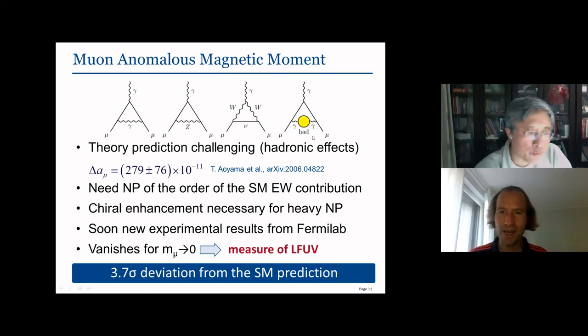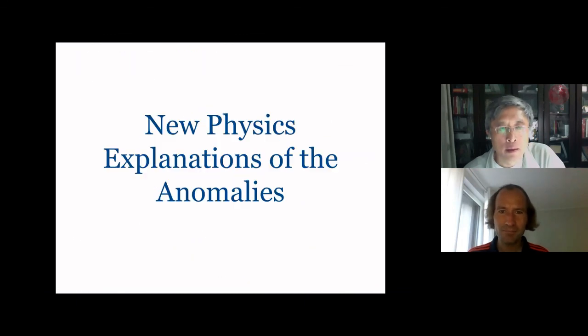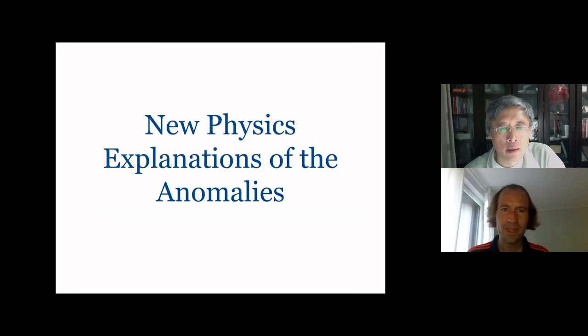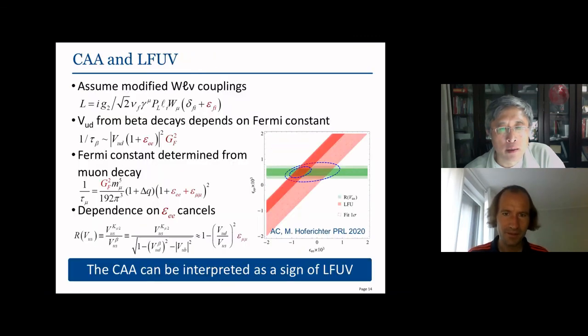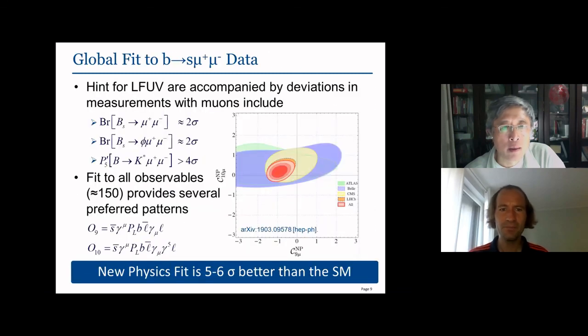For P5 prime, there's also some theory effort going on, but for me the P5 prime problem is not really so big, because the measurement is so nicely consistent with all the other measurements that we have. I would not guess that the origin is underestimated theory uncertainties, just because it agrees so nicely with all the other data.